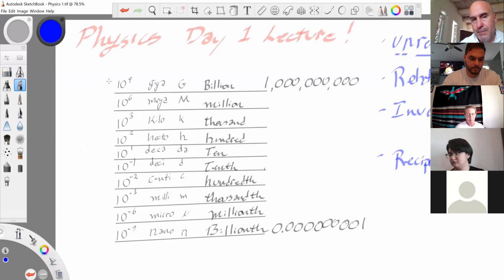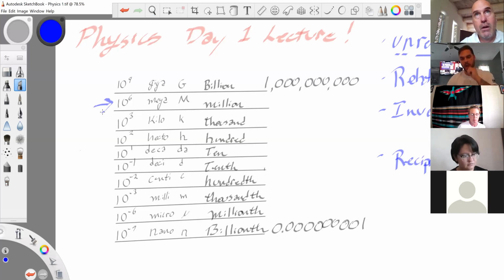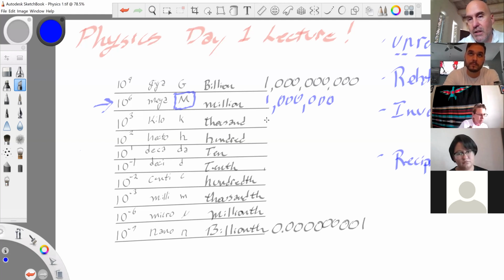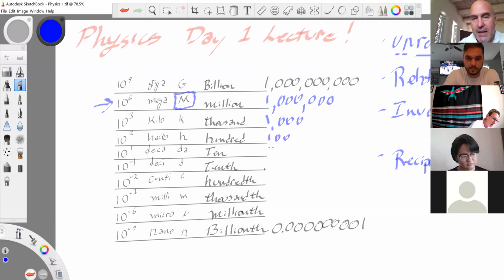We don't use this one too much. This one, 10 to the 6, or 1 times 10 to the 6 is mega. A large M, or capital M, and that's a million. That's the same thing as saying 1, 2, 3, 4, 5, 6. 6 zeros. And then there's 1,000 is a kilo. That's 10 to the 3rd is 1,000 for 1 kilo, and that's of course 1, 2, 3. 10 to the 2nd is 100, 10, and then we have a 10th, 0.1, a 100th, 0.01. That's correct, right? Yeah.